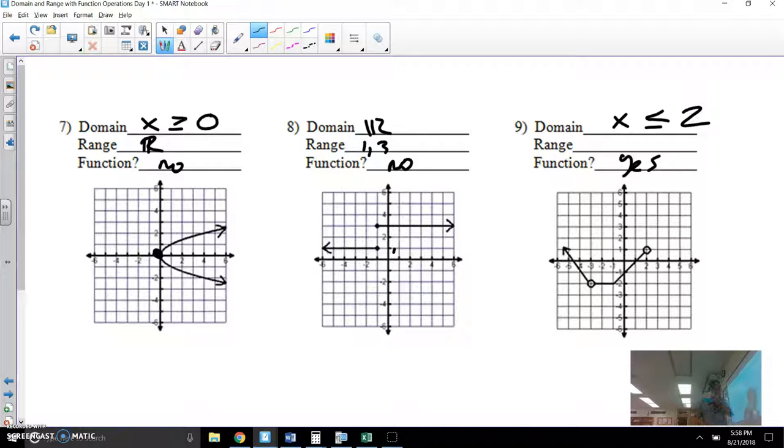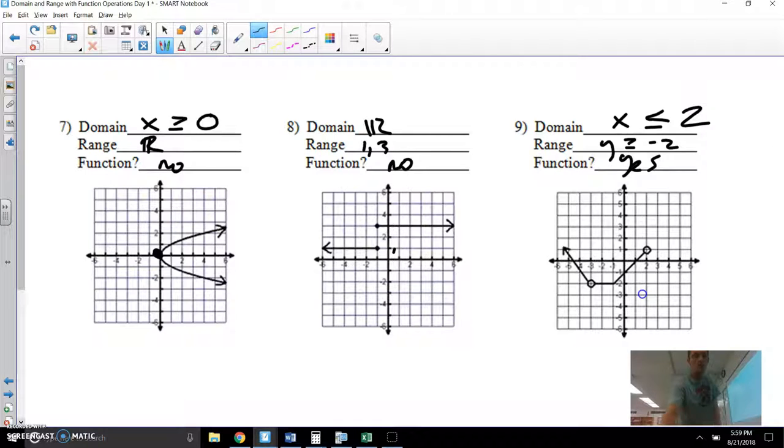The range is different. It's not going down forever. It's only going down as low as this -2. Even though there's an open circle here and that point doesn't really exist there, it still exists all up in here. So I'm still going to say there are points that have the value of -2, but all the other points go greater than that because of that arrow there on the left.